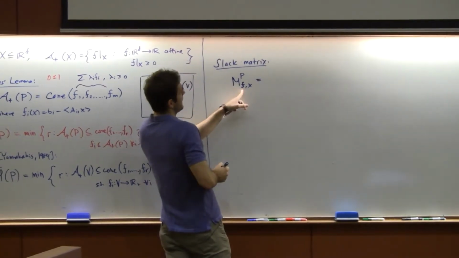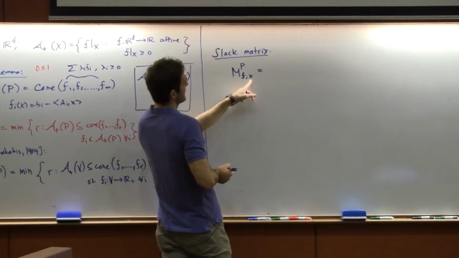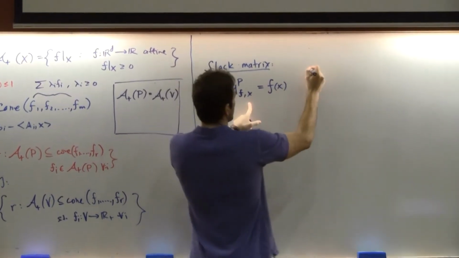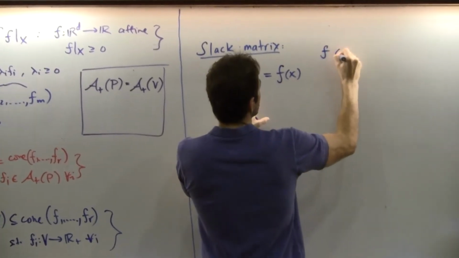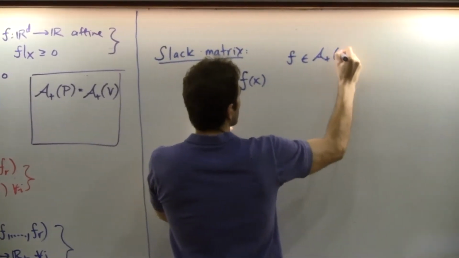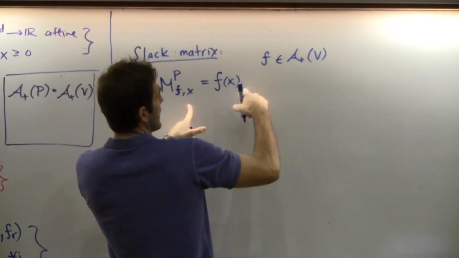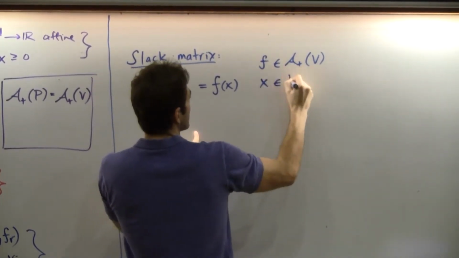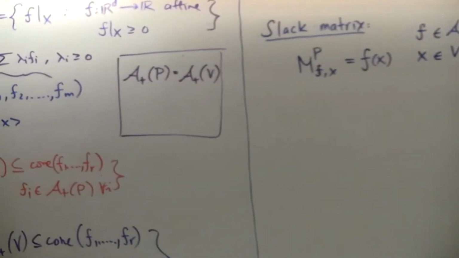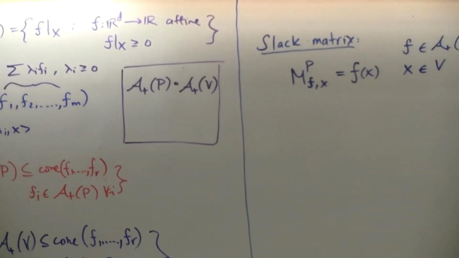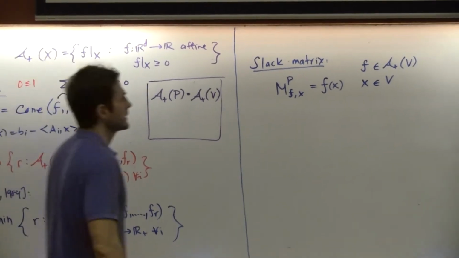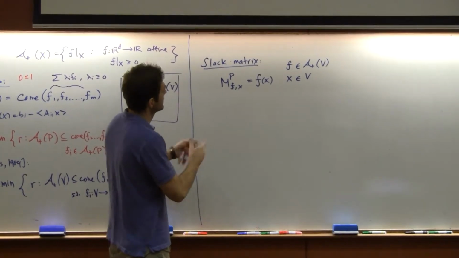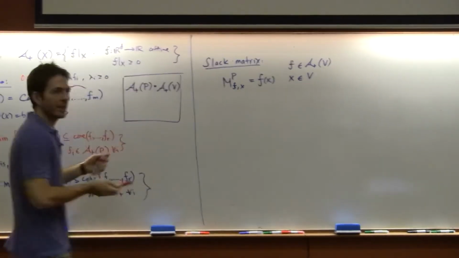the rows are indexed by F's. I'll put the domain in a second. The X's are indexed by vertices, and you just evaluate the function there. Where F ranges over the restriction of all affine functions that are non-negative on the vertex set, and P ranges over this. This is a matrix we associate to the polytope P, and it's one particular slack matrix for this polytope.